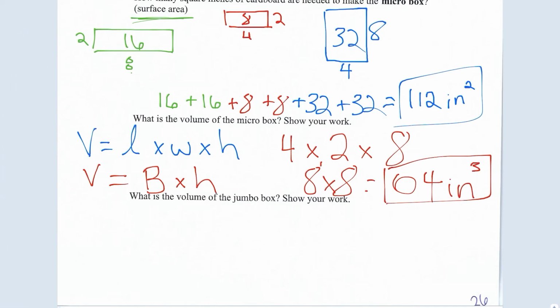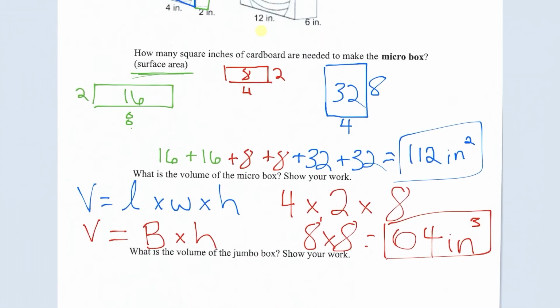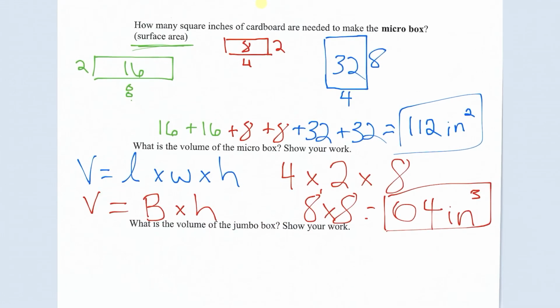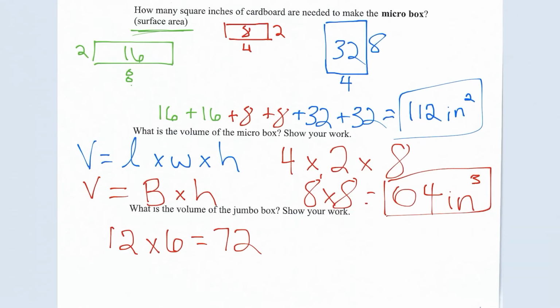All right, we're going to use the same formulas for the jumbo box. And the dimensions of the base are 12 by 6. So I'm going to do 12 times 6, and that is 72. Now that I have my base area, I'm going to multiply it by the height of the jumbo box, which is 24. Oh, that's a big number. 72 times 24 is what I need to do next.